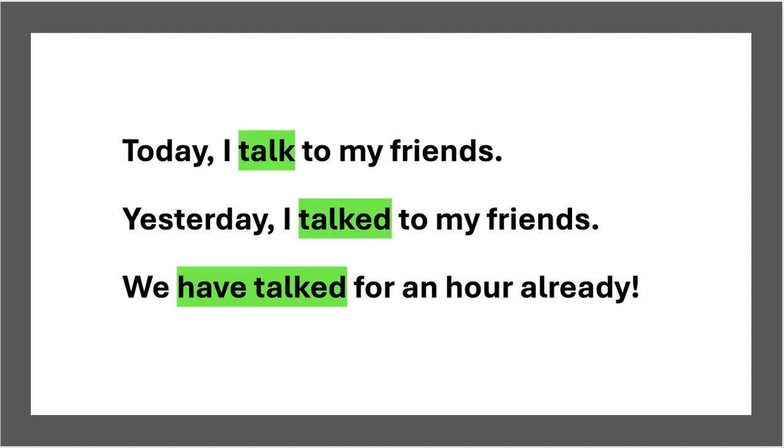Let's look at some examples of all 3 types. I'm going to contrast the simple present, the simple past, and the present perfect. Today I talked to my friends. Yesterday I talked to my friends. We have talked for an hour already. This is an example of regular verbs.